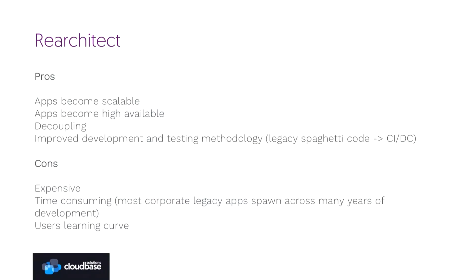Also, another reason for re-architecting is that you're going to have a new development and testing methodology. So instead of having old school legacy spaghetti code, you're going to go to continuous integration, continuous deployment, and things like this, okay? Those are all modern paradigms which were not necessarily available 20 years ago. On the other side, it's very expensive. It's a ton of work. Again, if it took you 20 years to do it the first time, it will cost you a ton of money and time to do it the second time.